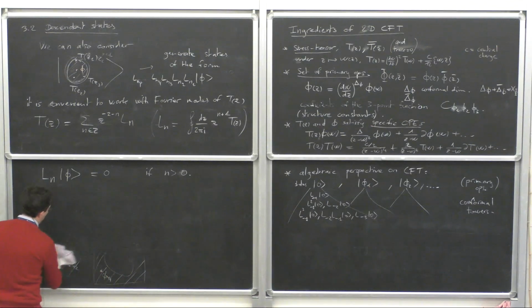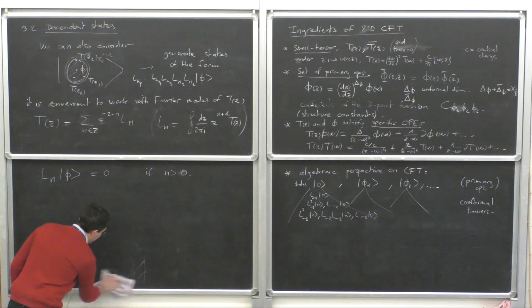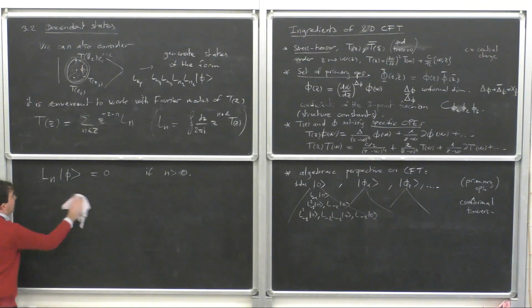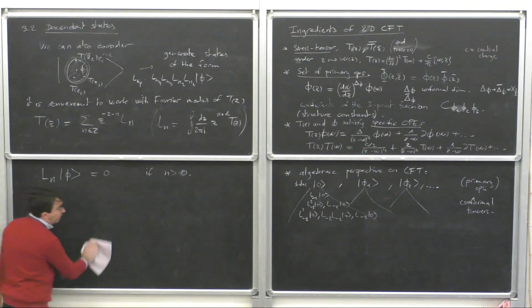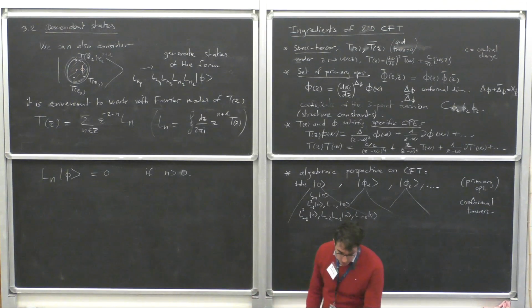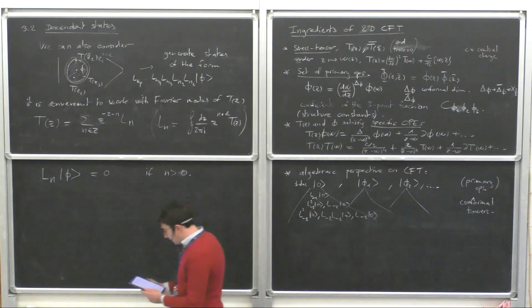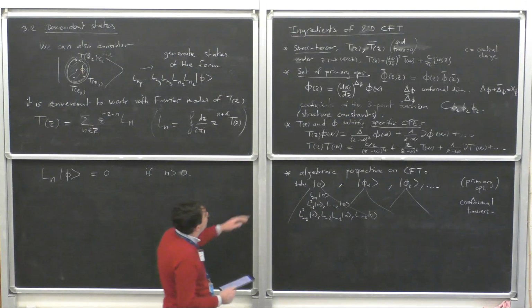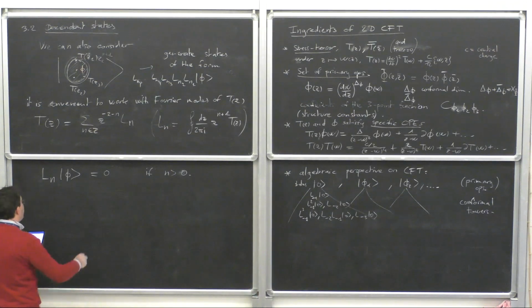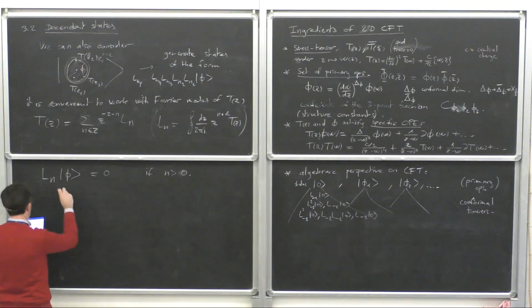Okay, now why is this true? Why do the positive modes of the stress tensor annihilate all the primary states? This is a consequence of this OPE here, of this operator product expansion. So you have to look at what is the definition of this thing.